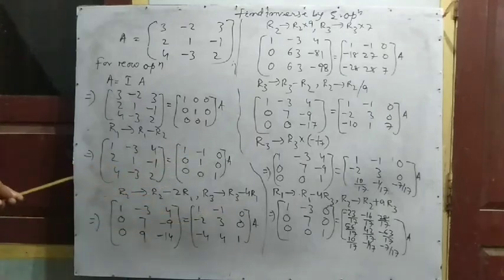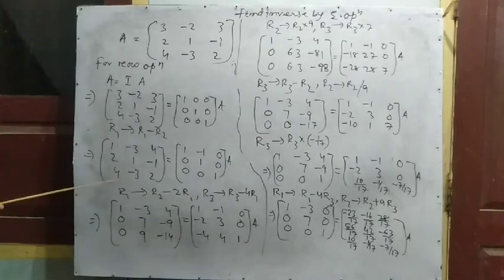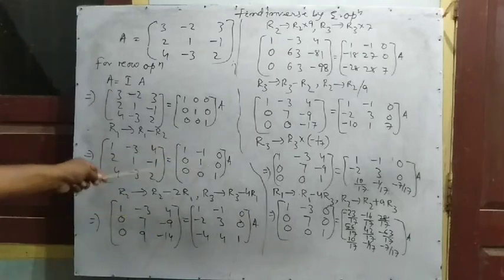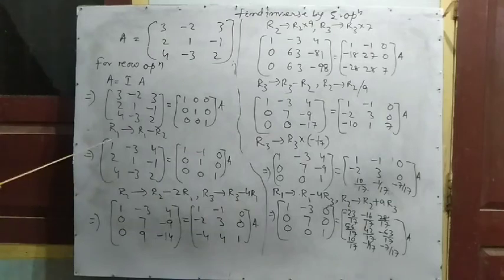But row 2 changes: row 2 minus 2 times row 1. So 0, 1 minus 2 times 1 minus 3 equals 7, and minus 1 minus 2 times 4 equals minus 9. Here 0 minus 2 times 1 equals minus 2, 1 minus 2 times this one equals 3, and 0 minus this one. Here 4 minus 4 times 1 equals 0, and you will get this one.